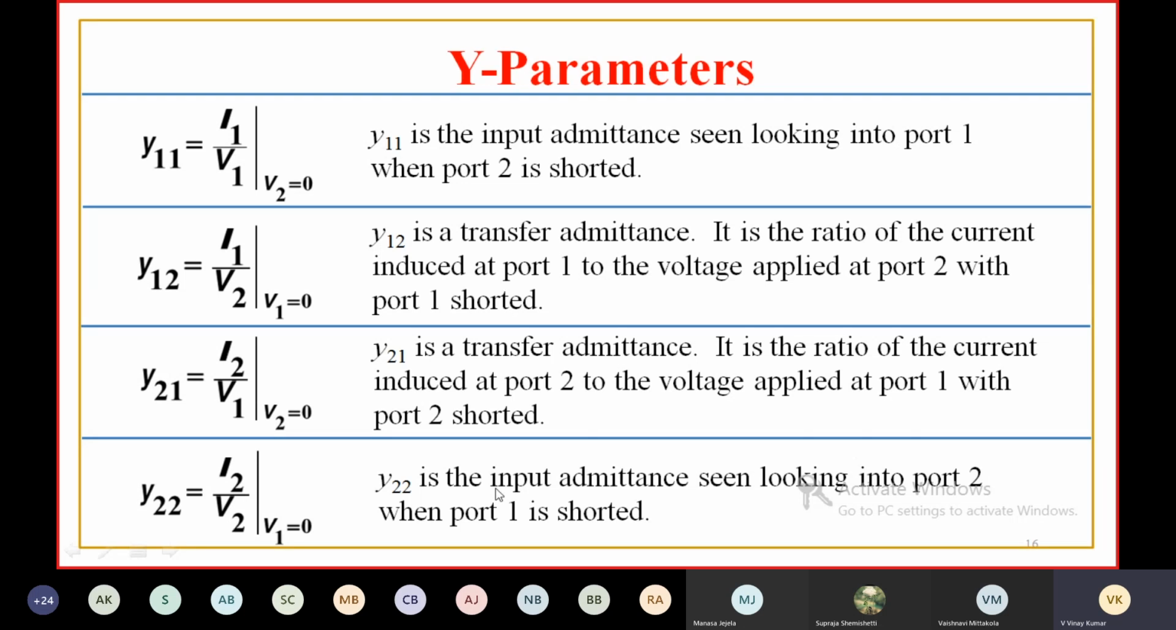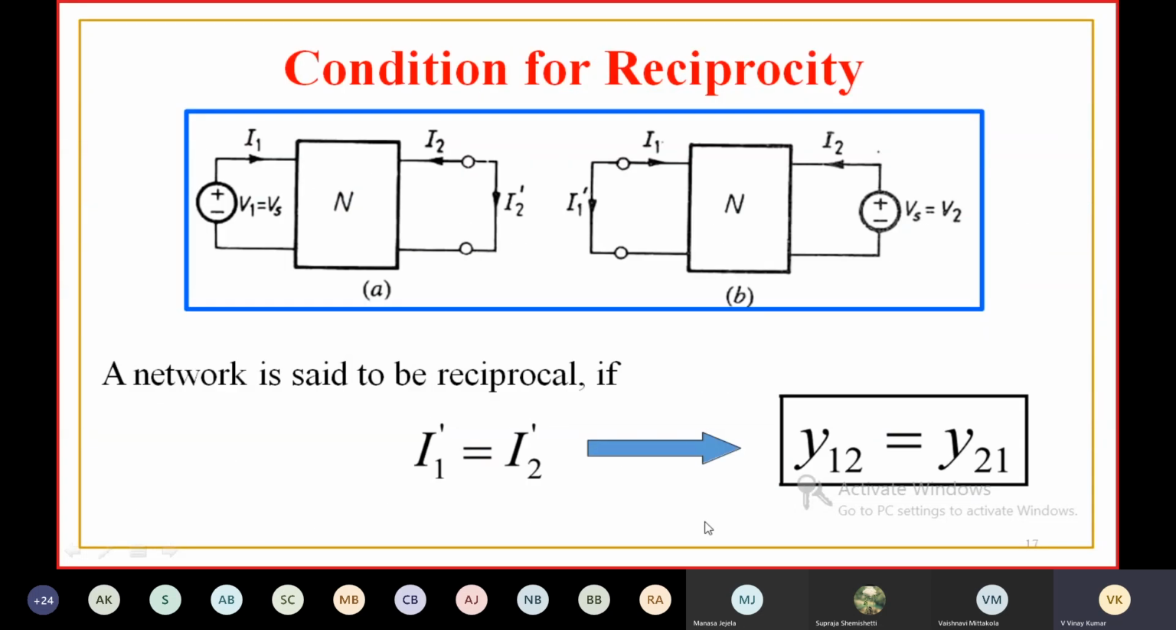Y22 is called output admittance because this is the admittance seen looking into port 2 when port 1 is short circuited. You're going to find admittance at port 2 by short circuiting port 1. That's why it is called output admittance.